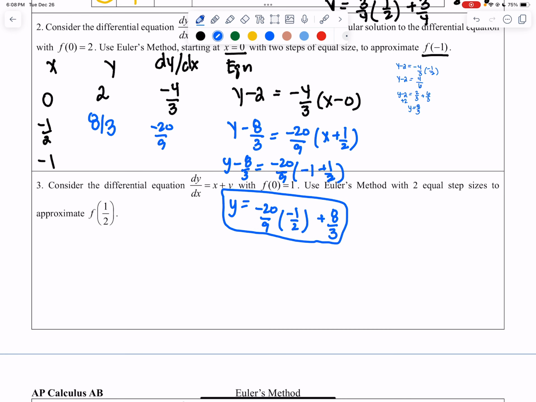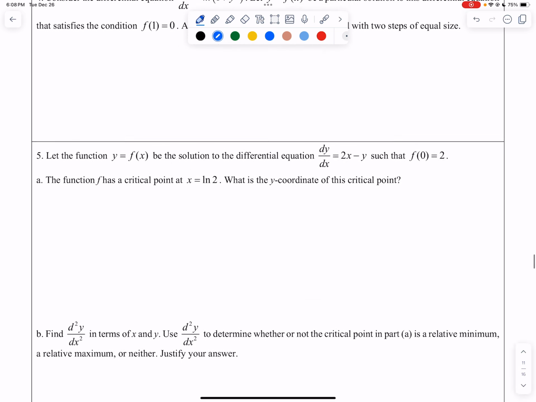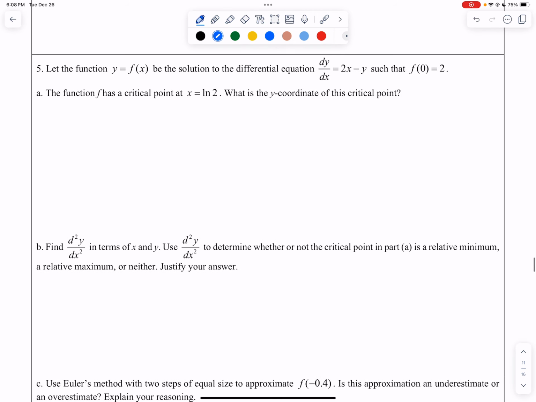I'm not going to do number 3 because honestly it's the same thing. And honestly, they're all the same thing. So I'm just going to skip to number 5, where it's just a little application of Euler's method.